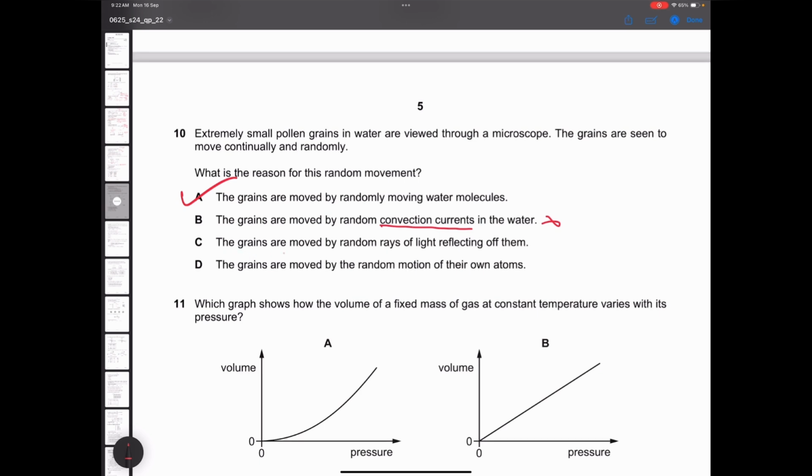The grains are moved by random rays of light reflecting off them. Rays of light are not that powerful to move something. The grains are moved by the random motion of their own atoms. So it is suggesting that the grain, which is made up of billions of atoms, is moving due to the motion of its own atoms. Not a possibility. So the answer will be A.